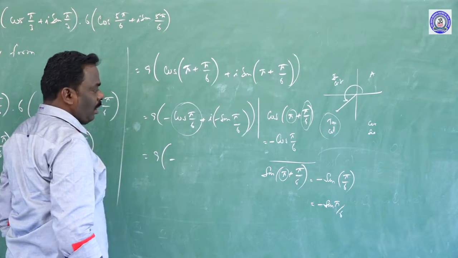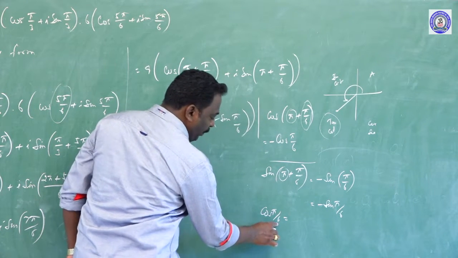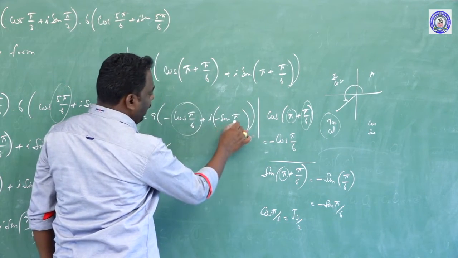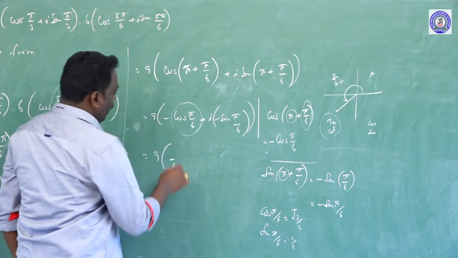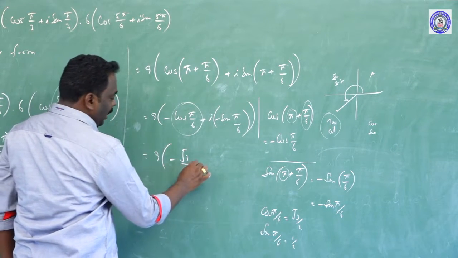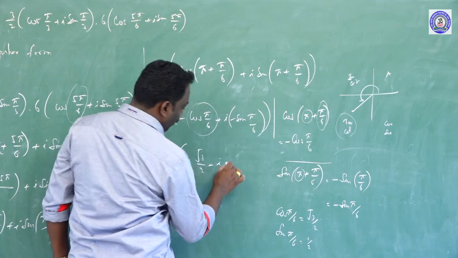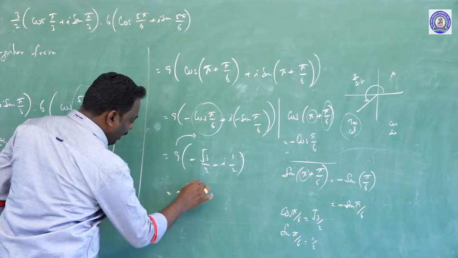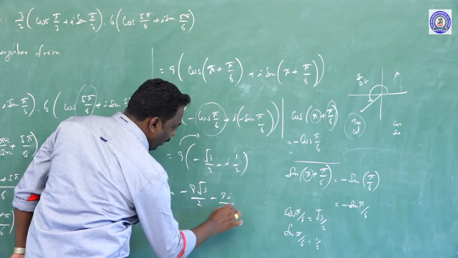pi by 6. What is cos pi by 6? Cos pi by 6 is equal to cos 30 degrees, which equals root 3 by 2. Again, sine pi by 6 is equal to 1 by 2. Therefore, cos pi by 6 equals root 3 by 2, and sine pi by 6 equals 1 by 2. Just multiply the 9 inside the bracket: minus 9 into root 3 by 2, and then minus 9 i into 1 by 2.